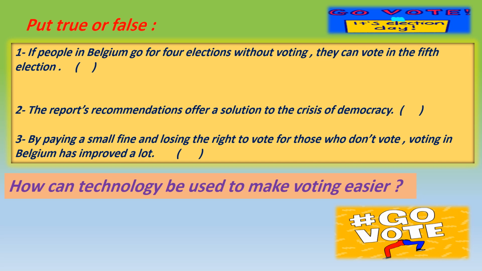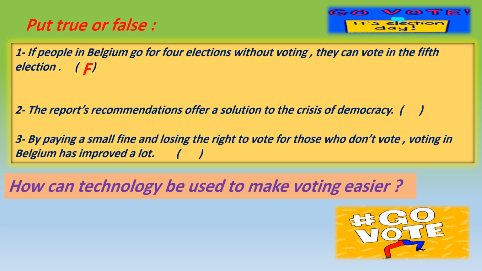Let's examine our understanding of the last two paragraphs. Put true or false. Number 1. If people in Belgium go for 4 elections without voting, they can vote in the 5th election. This is false because they lose their right to vote.